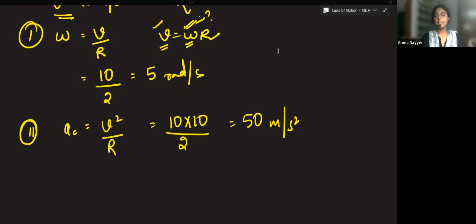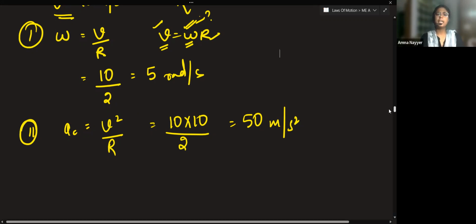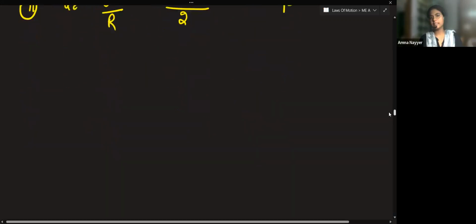Class, let's start with non-uniform circular motion. All three accelerations will be involved. Tangential acceleration will also come, centripetal acceleration will also come, as well as angular acceleration. Now, how will you identify which one to use?